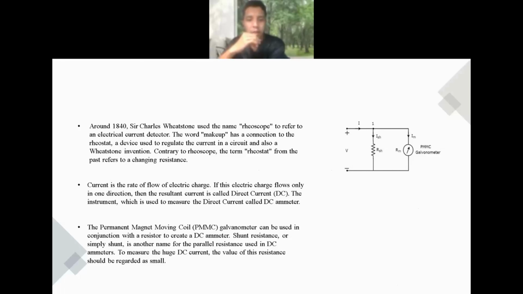Current is the rate of flow of electric charge. If this electric charge flows only in one direction, then the resultant current is called direct current, DC. The instrument used to measure direct current is called a DC ammeter. The permanent magnet moving coil PMMC galvanometer can be used in conjunction with a resistor to create a DC ammeter. Shunt resistance, or simply shunt, is another name for the parallel resistance used in a DC ammeter. To measure a huge DC current, the value of this resistance should be small.